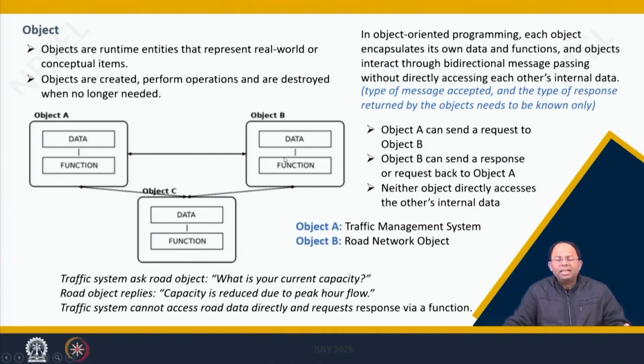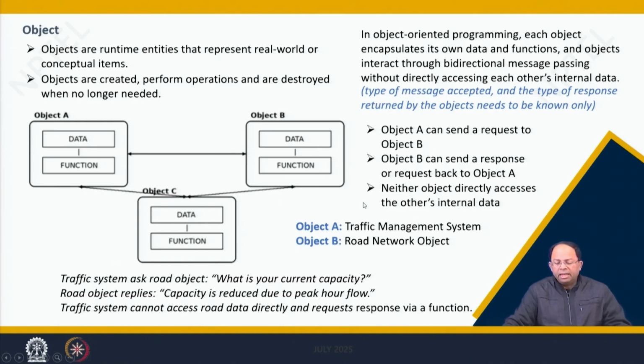But internal data, internal processes, what is happening in function B, the function in object A doesn't need to know all this. So object A can send a request to object B, and object B can send a response back to object A. Neither object directly accesses the other's internal data.